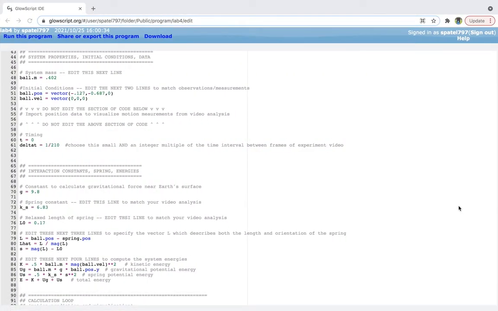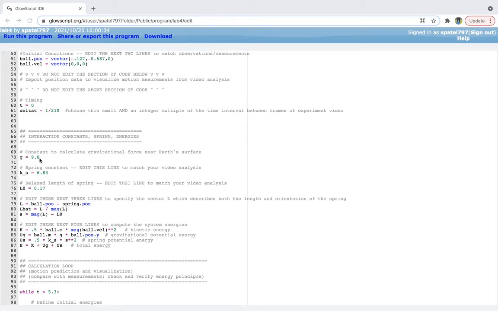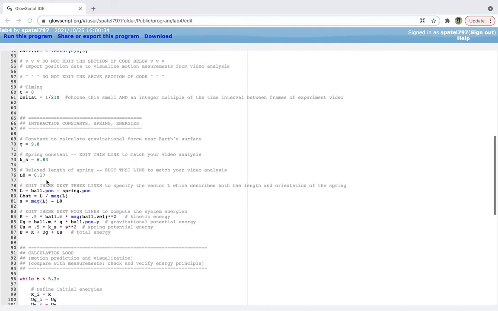When we look at the code, we can see the things that we edited to create a system to model our experimental data. First, we had to set the mass equal to 0.402 kilograms, given from the edX videos. The initial position was also given by the data in Tracker, as well as the ball starting from rest. Our time started at 0 using a delta t constant that we chose from our data. The acceleration of gravity is given as 9.8 meters per second squared, and the spring constant from the edX videos was given as 6.83. Our relaxed length is 0.17 meters.